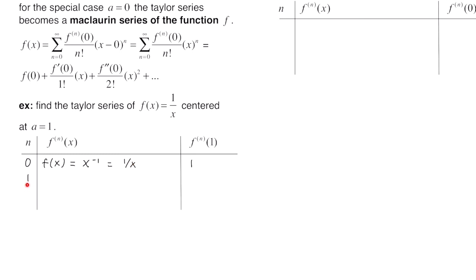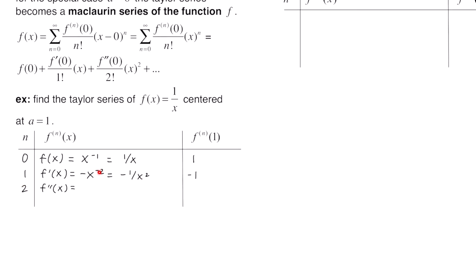Okay, next n is equal to 1. That means we're going to take the first derivative. So we're going to take this -1, multiply it to the front, and then subtract 1 from the exponent. So we get -2, and then I'm going to rewrite this, and then we're going to plug 1 into the function. So 1 squared is 1, and then -1 divided by 1 is -1. Next, n is 2, so we're going to take the second derivative. So we bring this -2 and multiply it to the front, and then we subtract 1 from the exponent. And then we'll rewrite this as 2 over x cubed. And then we plug in 1 for x.